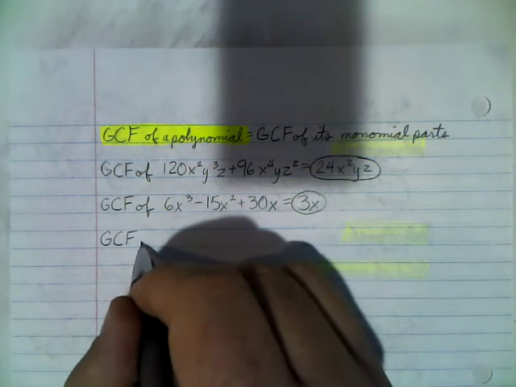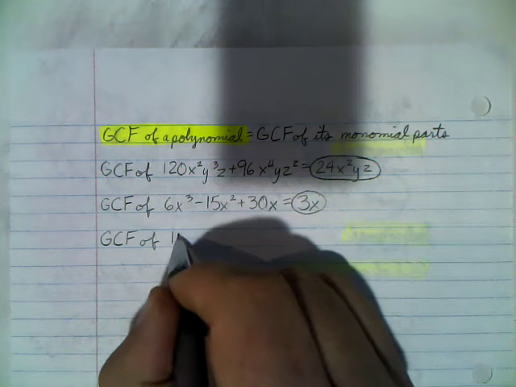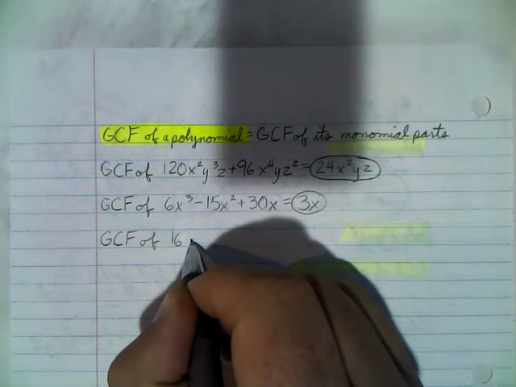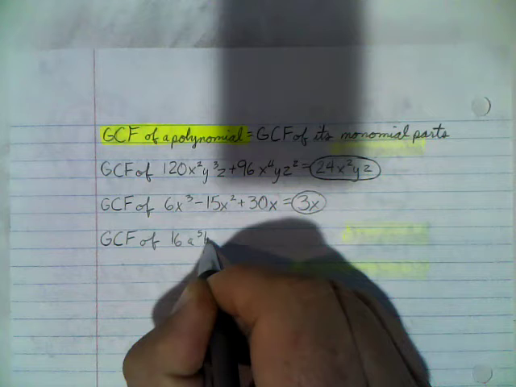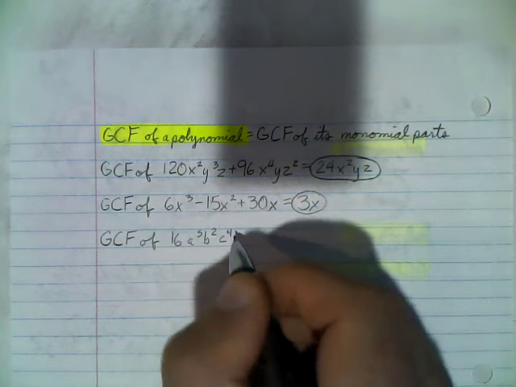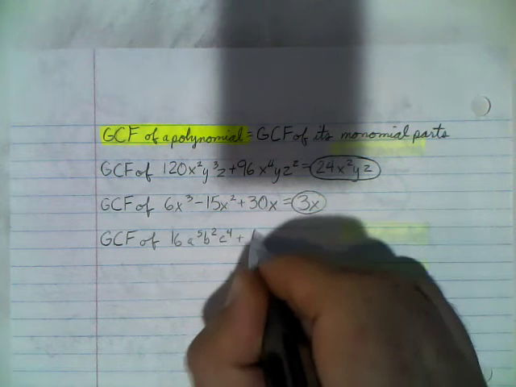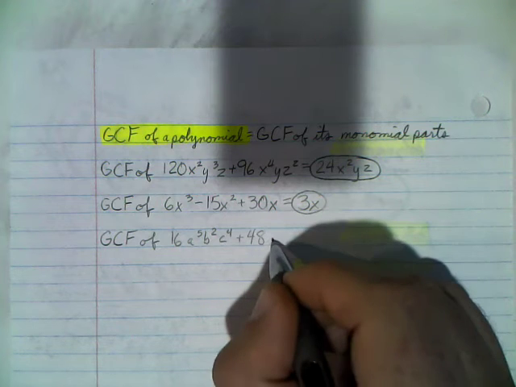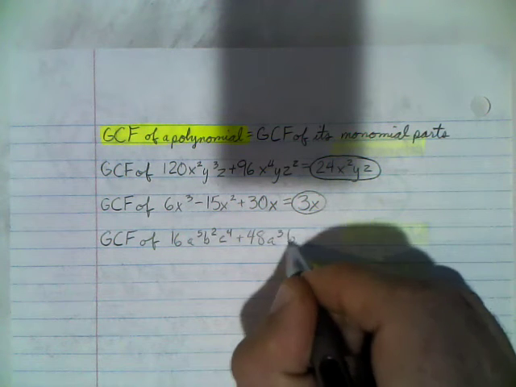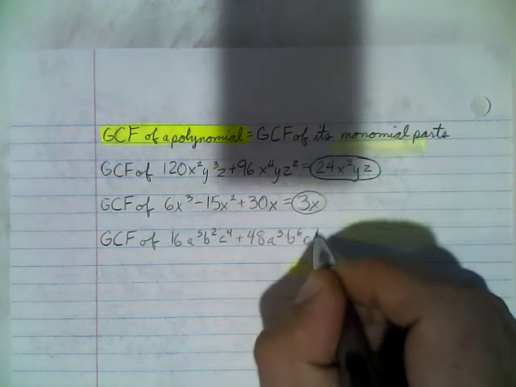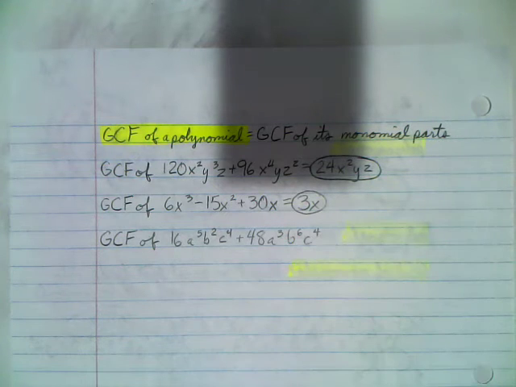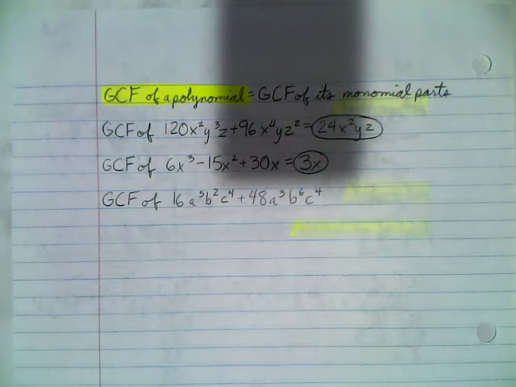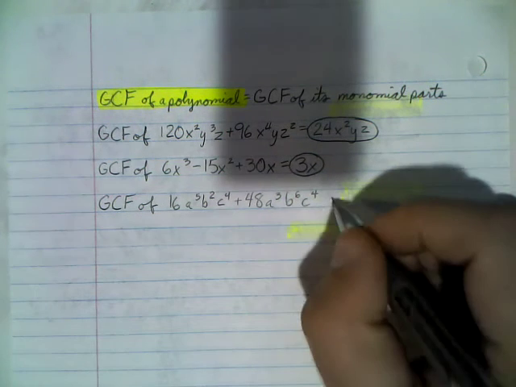So let's say I asked you to find the GCF of 16a to the 5th power b squared c to the 4th power plus 48a cubed b to the 6th c to the 4th. So go ahead and pause the video and see if you can figure this one out for yourself. All right, let's see how you did.